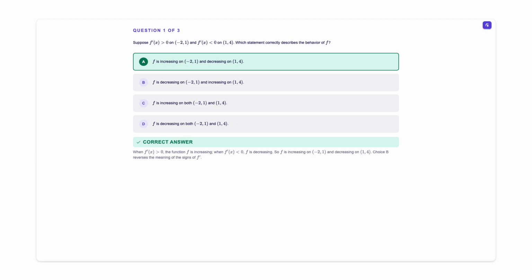When f prime of x is greater than 0, the function f is increasing. When f prime of x is less than 0, f is decreasing. So f is increasing on -2, 1 and decreasing on 1, 4. Choice B reverses the meaning of the signs of f prime.